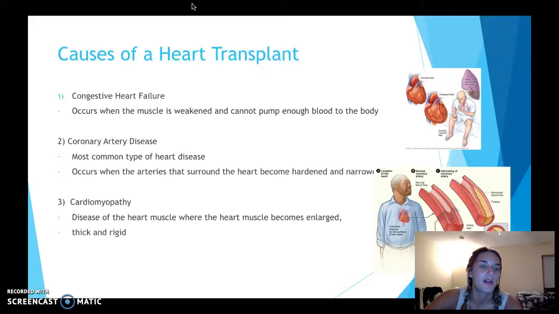Lastly, cardiomyopathy is a disease of the heart muscle where the heart becomes enlarged, thick, and rigid. As it worsens, the heart becomes weaker and is able to pump less blood to the body and to maintain its normal electrical rhythm.